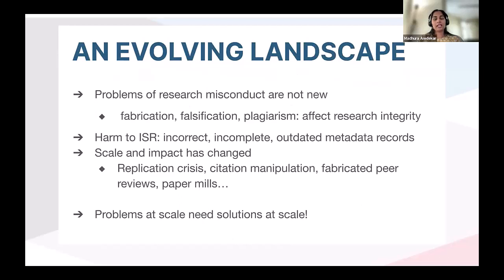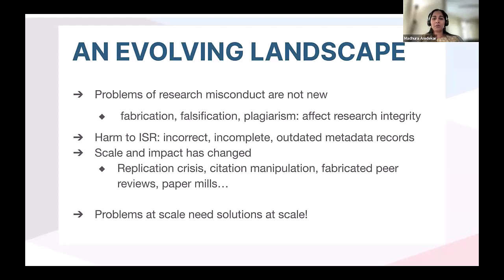So as we are all aware, the landscape of scholarly communication is rapidly changing. Problems of research misconduct and research integrity are not new. Questionable research practices such as fabrication, falsification, and plagiarism affect research integrity and negatively impact the trustworthiness of research work. However, there is a distinction between the integrity of research and integrity of the scholarly record. So when metadata is incorrect, when it's incomplete, or when metadata records are outdated, that affects the integrity of the scholarly record.